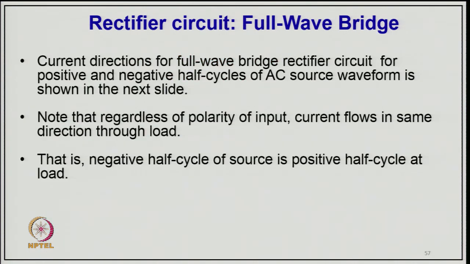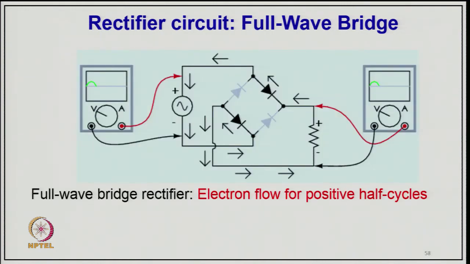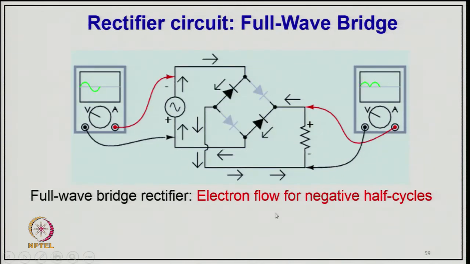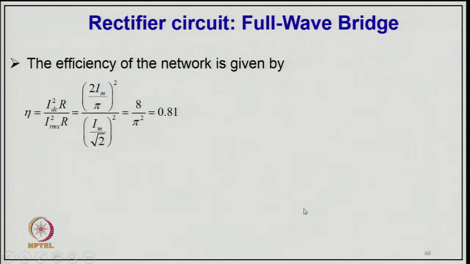So, current direction for full wave bridge rectifier circuit for positive and negative half cycle of AC waveform is shown, and note that regardless of the polarity of input, current flows in the same direction through the load. That is, the negative half cycle of the source is a positive half cycle at the load. In a full wave bridge rectifier, electron flows from the positive half cycle and then electron flows from the negative half cycle, and the efficiency of the network is eta equal to IDC square by IRMS square, that is (2 Im upon pi) square divided by (Im under root 2) square. So, that becomes 8 by pi square, equal to 0.81.